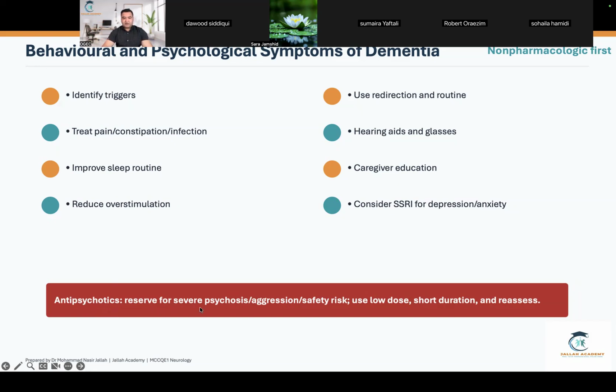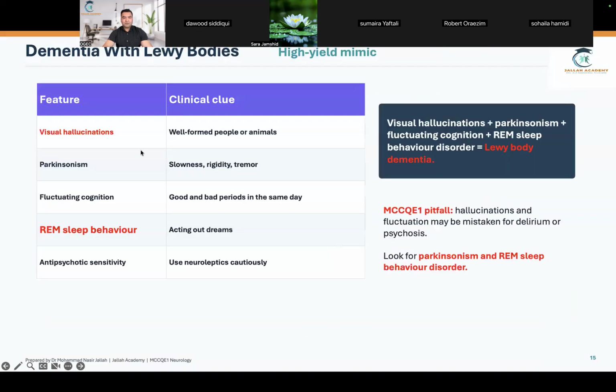Antipsychotic is reserved for severe psychosis, aggression, safety risk; use low dose, short duration, and reassess. Dementia with Lewy bodies is very commonly tested. Again, these are conditions that for some reason they love to test when it comes to dementia. And they're very close to dementia and very close to Parkinsonism. When it comes, it confuses you. Am I dealing with Alzheimer? Am I dealing with Parkinsonism? Because it has both in one picture.